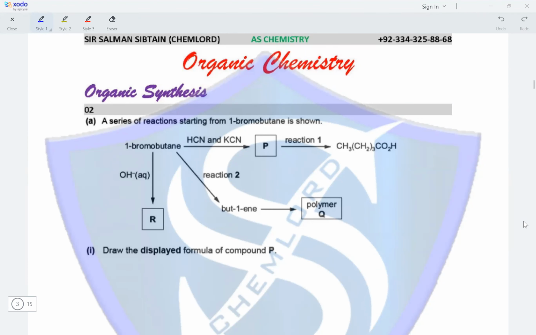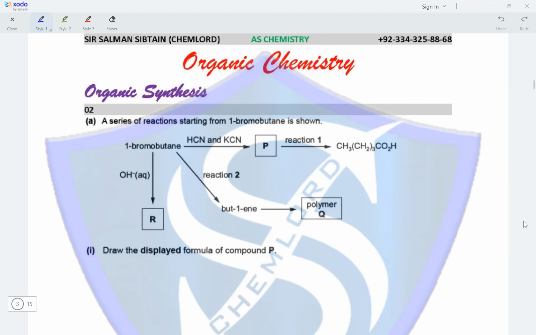Question 2. A series of reactions starting from 1-bromobutane is shown. So 1-bromobutane reacts with HCN and KCN to produce P, which produces a carboxylic acid. So P is a nitrile. On reaction with NaOH, it produces R, which would be butan-1-ol. And on reaction 2, it produces but-1-ene, which would be dehydrohalogenation, and but-1-ene produces a polymer, polybutene.